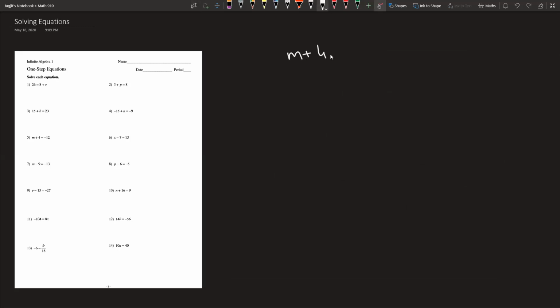All right, guys, let's have a look at this one. m plus 4 is equal to minus 12. I'm trying to solve for m. So plus 4, when it moves to the other side, what's it going to become? Minus 4. So your m is minus 12 minus 4, which is minus 16. Now, guys, if at any point you have a question, you got to ask me, okay?